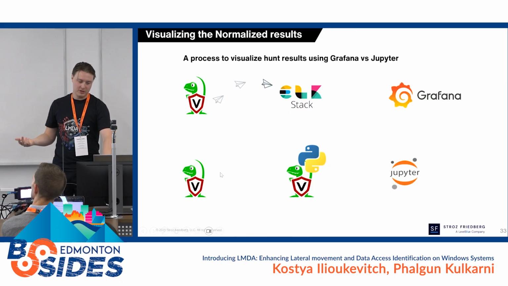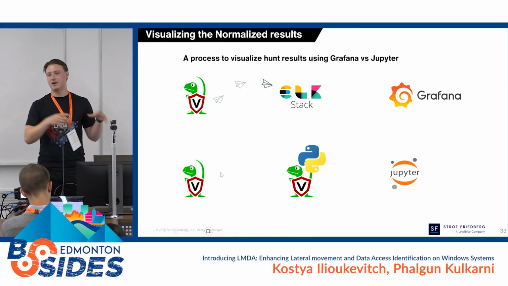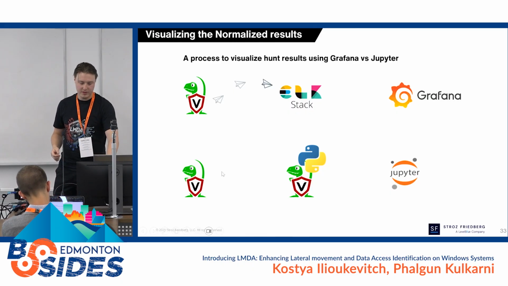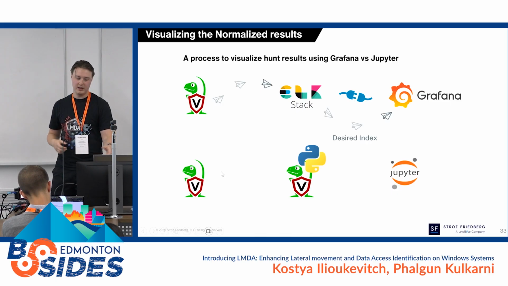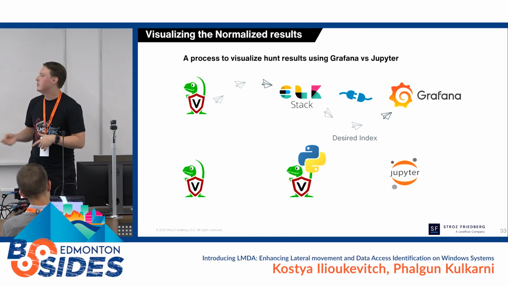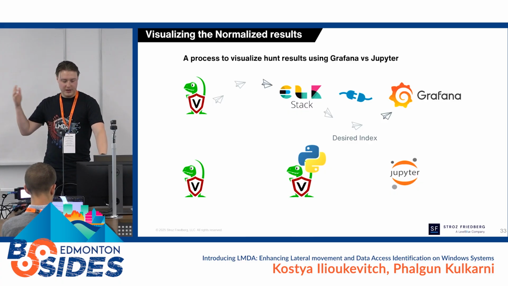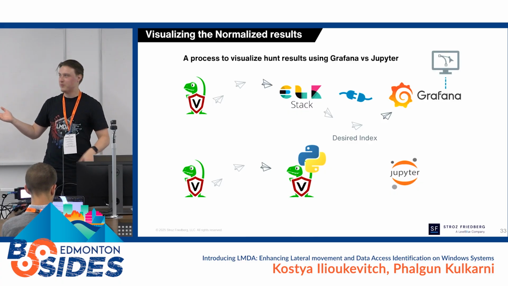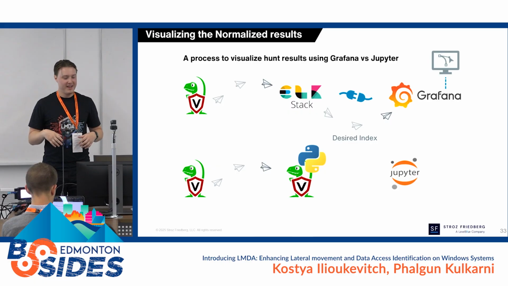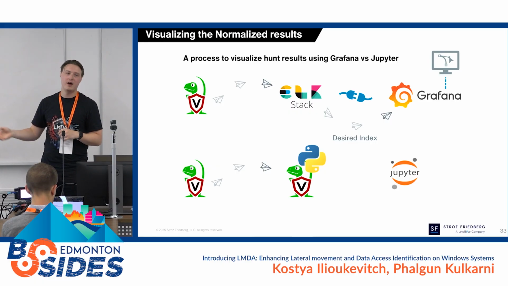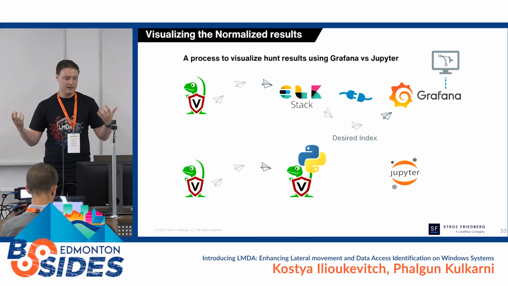The first one is Grafana. What you really want to do is pipe your data over to Elastic, and then from there, set up a connector between Elk and Grafana to the desired index that you want to visualize. The alternative format, which first we'll go on Grafana and then we'll double back, is going to be using Python or Jupyter Notebook to visualize that data set.